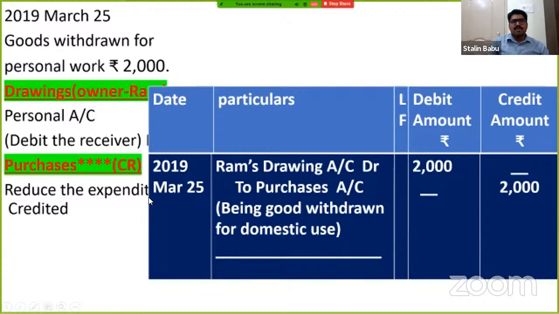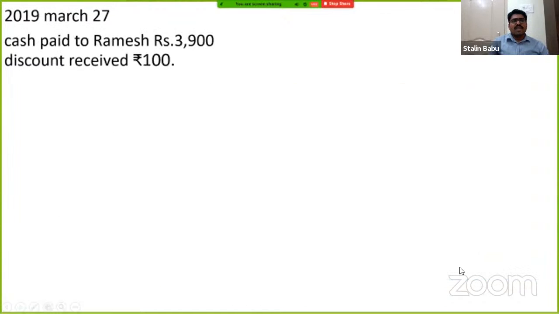Okay. So what is the amount? 2,000. Write 2,000 in the debit amount column against the debit account. Write 2,000 in the credit amount column against the credit account, and make a line in the particulars column. On 2019, March 27, cash paid to Ramesh rupees 3,900 and discount received 100.